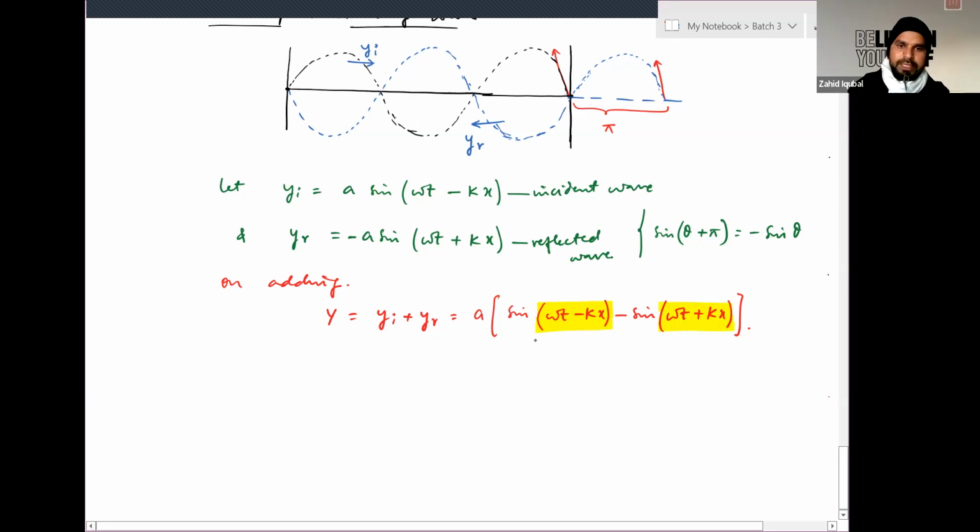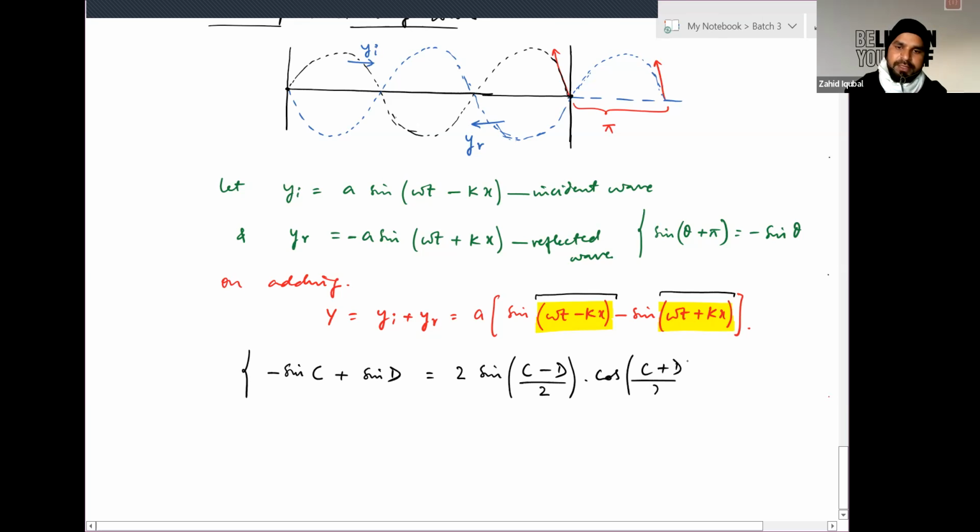So let me define you one identity related to this part. Sine of C and sine of D equals 2 times sine. I'm assuming this part to be C, which is larger as compared to this part. So this is C and this is D. So we have C in negative and D in positive. So if you simplify it, you'll get C minus D divided by 2 cos C plus D divided by 2.